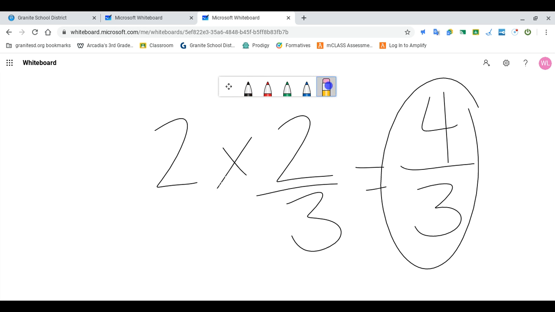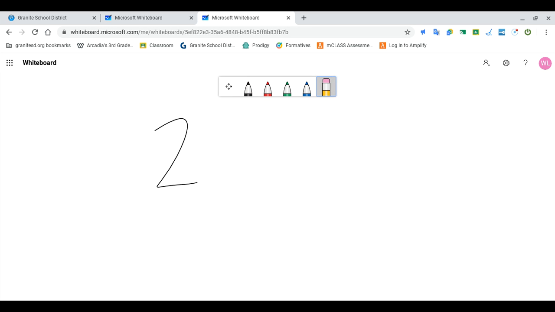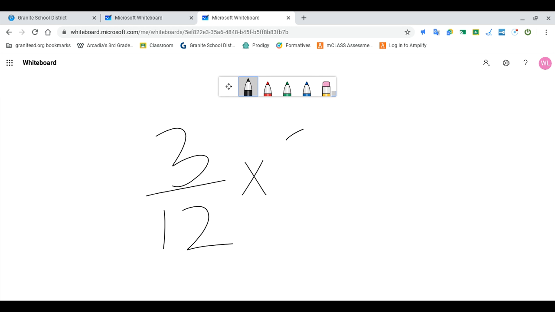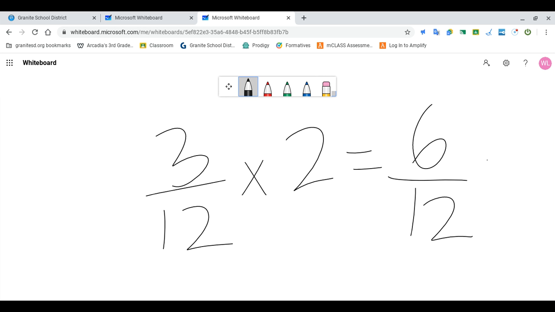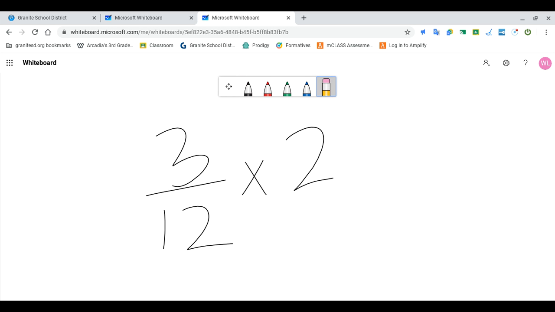And it works the same way. What if our fraction was first? It's the exact same thing. Let's say we had 3/12 times 2. Multiply your numerator and your whole number, which in this case is 6, and your denominator is 12, and that is your answer, 6/12.